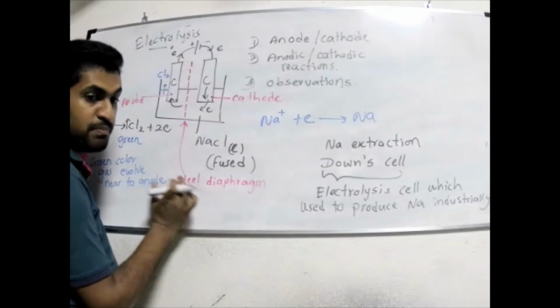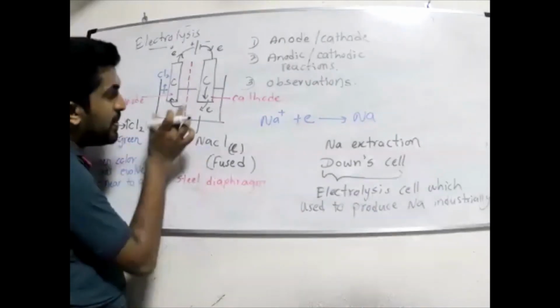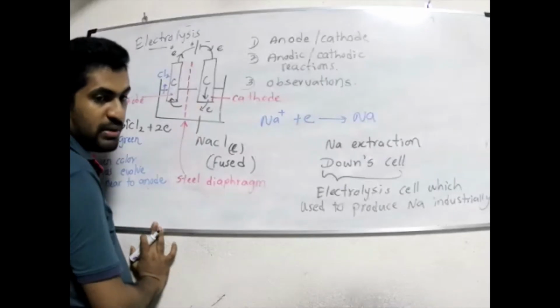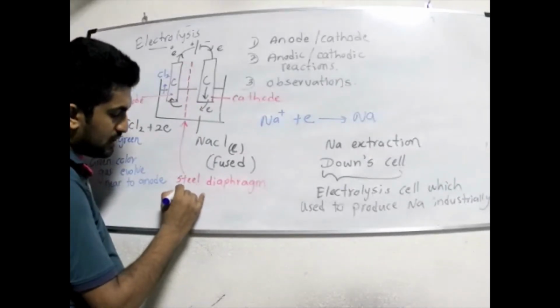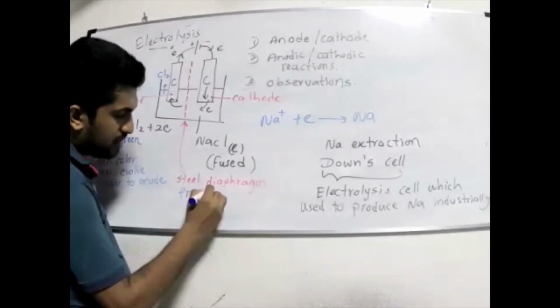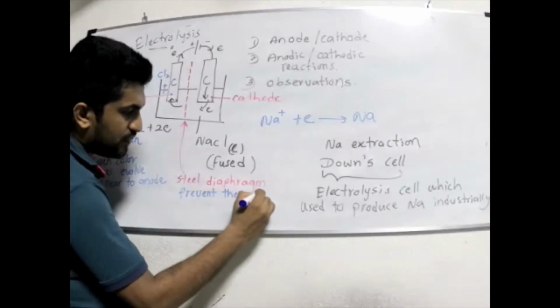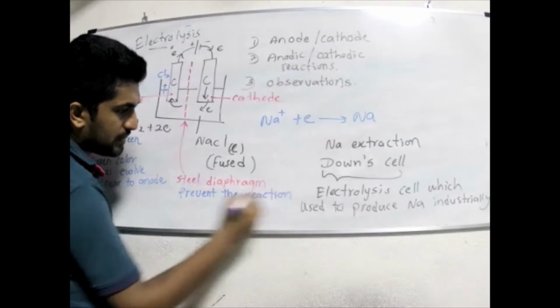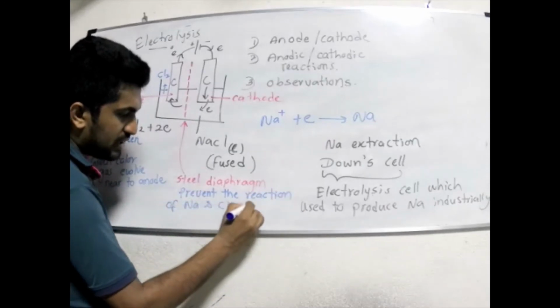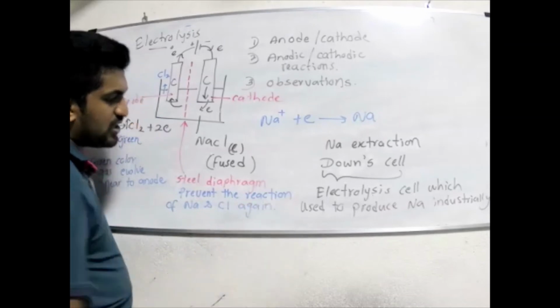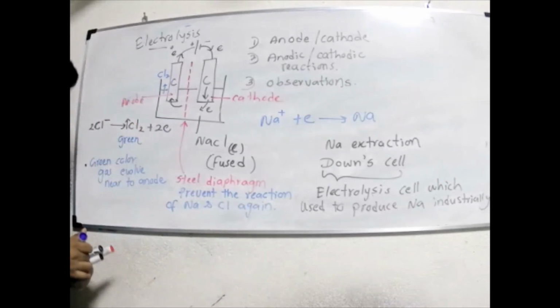Steel diaphragm is preventing the reacting of sodium and chlorine again. It prevents the reaction of sodium and chlorine again. That is the function of steel diaphragm.